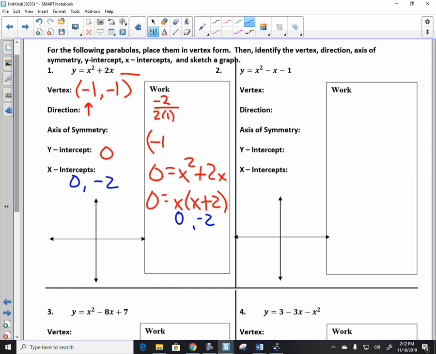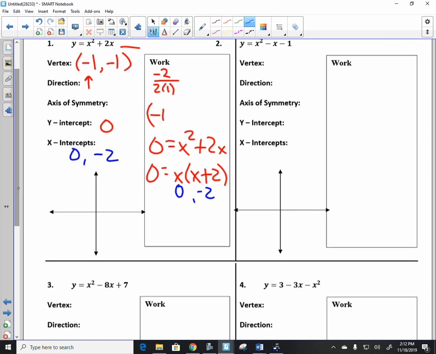We have enough information to plot this graph. I'm going to make a 2 by 2 graph. I plot negative 1, negative 1. The axis of symmetry goes right through that. Who can tell me what the axis of symmetry is? X equals negative 1.